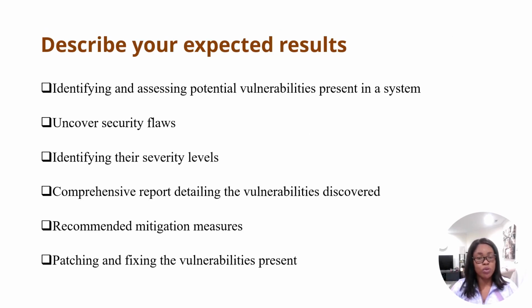And here is to describe your expected result. The expected result is identifying and assessing potential vulnerabilities present in the system. I uncovered security flaws of the system. I identified the security levels. Then I did a comprehensive report detailing the vulnerabilities that I discovered on the system. And then I recommended the mitigation measures that need to be done to prevent this from happening again in the future. Then I did patching and fixing the vulnerabilities that were present on the system.